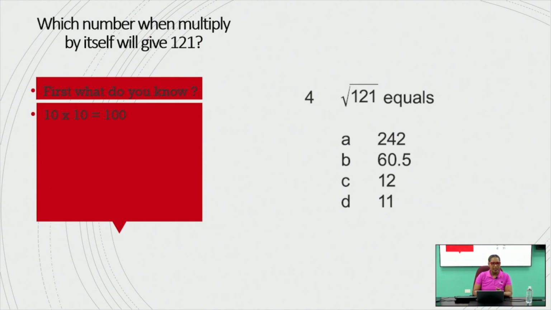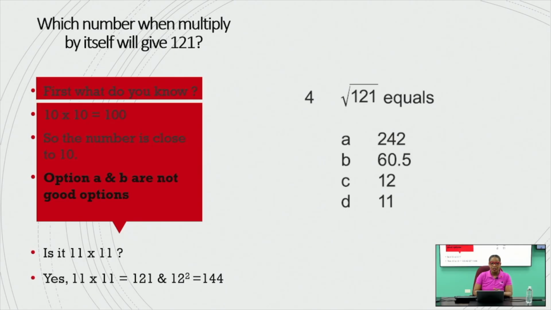Now, 12. Do you know what 12 times 12 is? All right, let's see if you know. We know that 10 times 10 is 100. Therefore, we can try 11 times 11. And it is correct. 11 times 11 gives us 121. And 12 squared, or 12 times 12, is 144. So your correct option here is option D, 11.